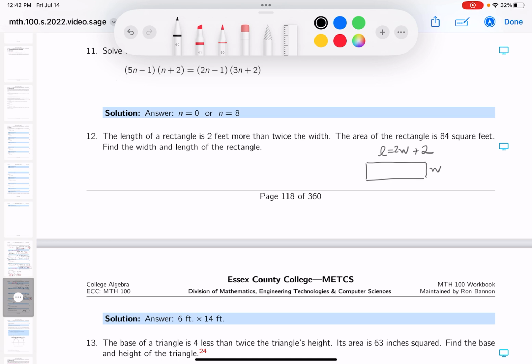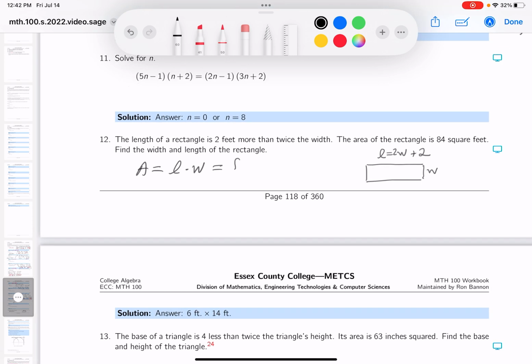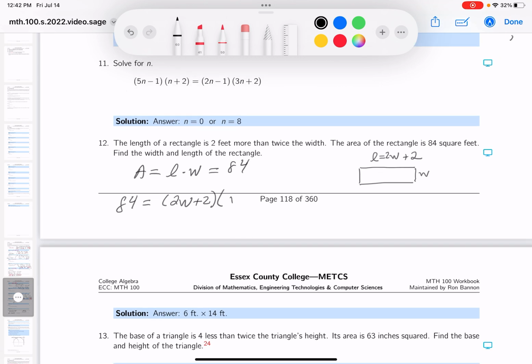It says the area. Well, the area of a rectangle is length times width. They say the area is 84 square feet. Well, I'm going to write this down. 84 is equal to the length. Well, the length is 2W plus 2. And what's the width? It's just simply W.